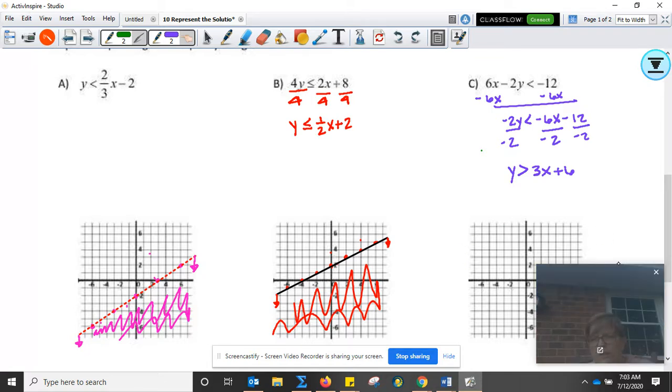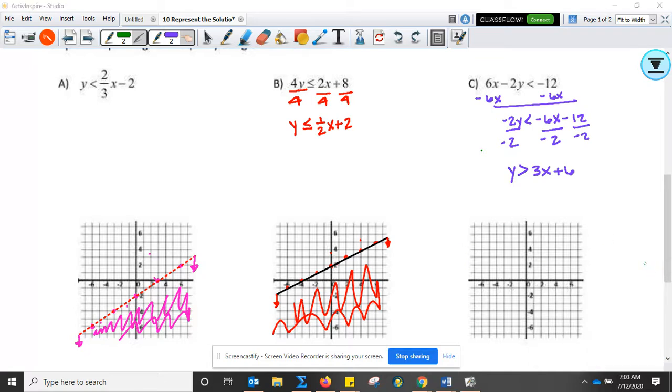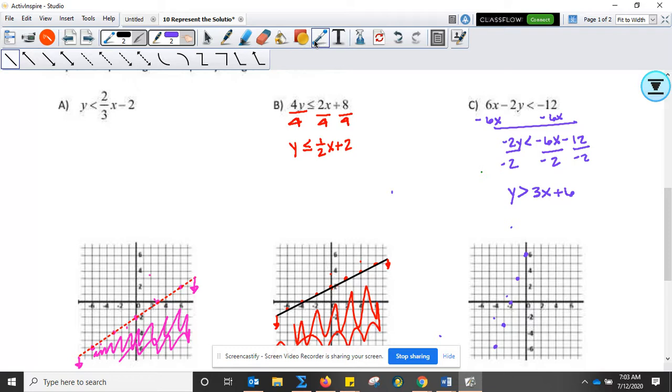Okay, so we're going to start by graphing your y-intercept, which is 6. Then I'm going to graph my slope, 3. I could rise 3, run 1, but I can't go up, so I need to go down 3, run 1. Okay, and that's going to be a dashed line because it's greater than.